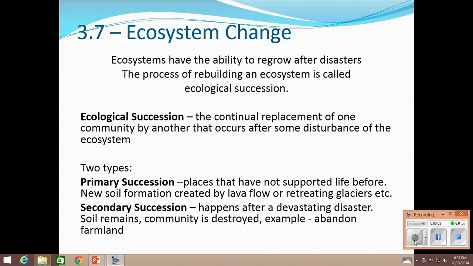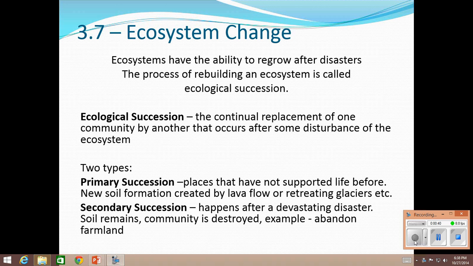And this is section 3.7 and 3.8 notes, starting with section 3.7, ecosystem change. Ecosystems have the ability to regrow after disasters, and the process of rebuilding an ecosystem is called ecological succession. So the formal definition of ecological succession is the continual replacement of one community by another that occurs after some disturbance in the ecosystem. And there are two types of succession.